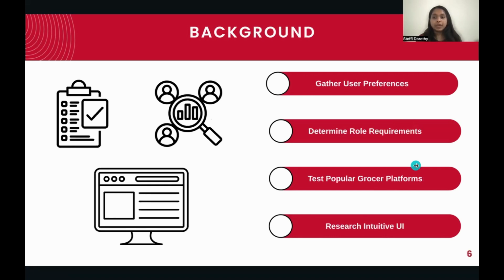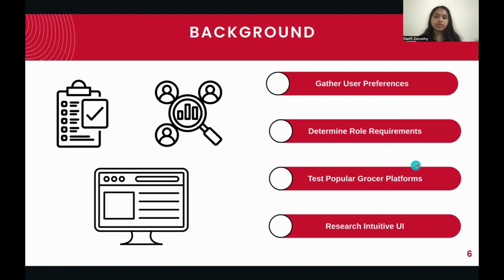So firstly, we started by gathering user preferences, basically collecting data on what customers are looking for, their product choices, dietary restrictions, and even their brand preferences. This step is crucial for personalizing recommendations and ensuring that the right products are available at the right time.